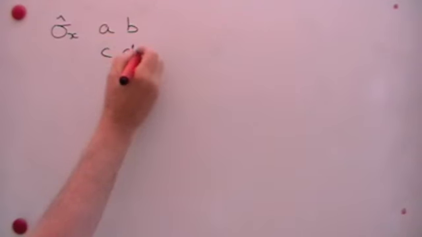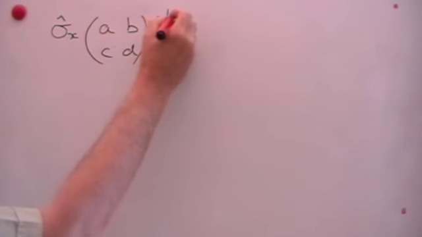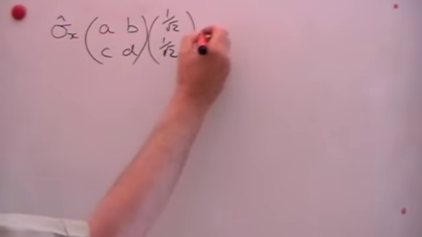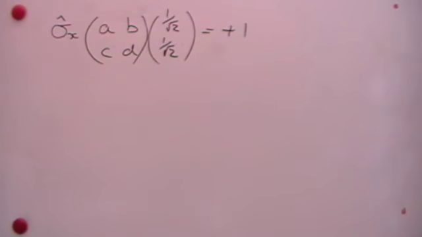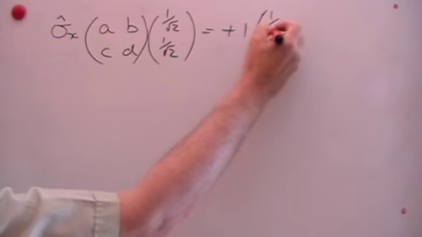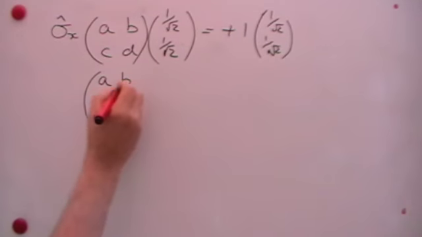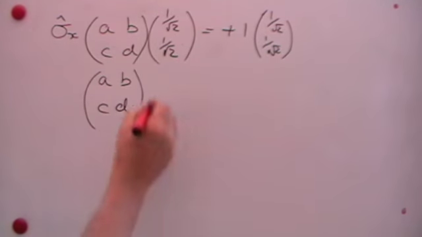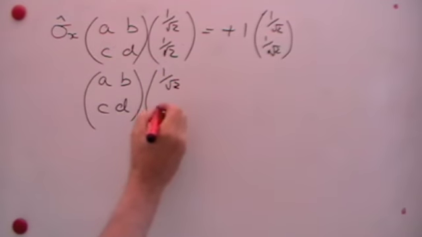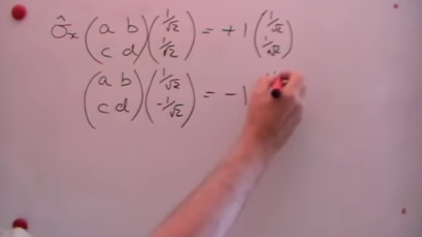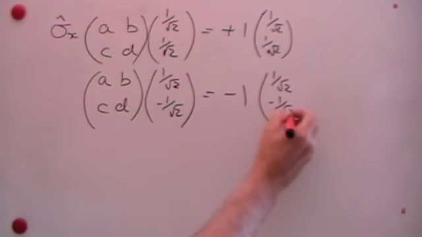So now if I want to find my sigma x operator, let's call it again A, B, C, D. I'm now acting on, well, let's take the first eigenvector, which is 1 over root 2, 1 over root 2, and that's going to have to produce an eigenvalue of plus 1 times 1 over root 2, 1 over root 2. And the other is taking the same matrix, A, B, C, D, but acting on the other eigenvector, which is 1 over root 2, minus 1 over root 2, to produce minus 1 times the same 1 over root 2, minus 1 over root 2.